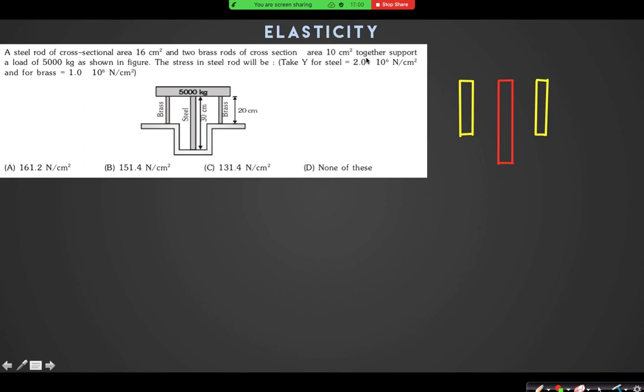Look, this 5000 kg has to be supported by these three rods. Suppose the force on this rod is F1, this rod is F2, and this rod is F3. F3 and F1 are the same because they are symmetrical. So this is also F1, F2, and F1.